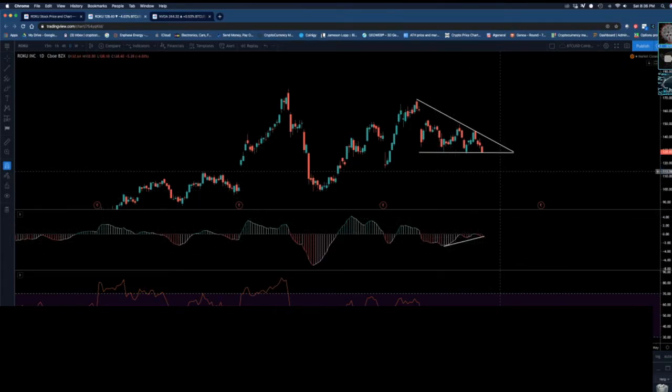Yeah, that's an exaggerated divergence, correct? Equal lows, higher lows. Yeah, because this keeps putting in the same price here. So this is not Class A divergence. This is a form of Class B. But it could still play out to the upside.